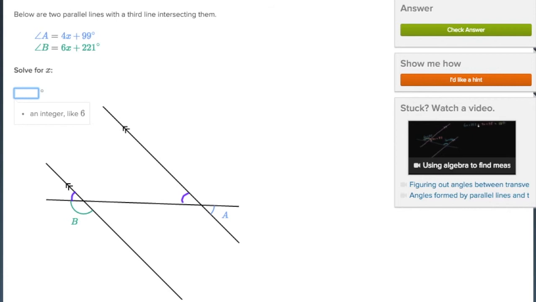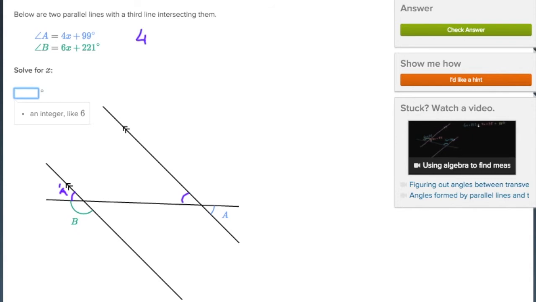We notice that, therefore, the image of A and B together make up a straight line. They make up A plus B, therefore, is equal to 180. Okay? So knowing that, we can actually set up our equations exactly like that.